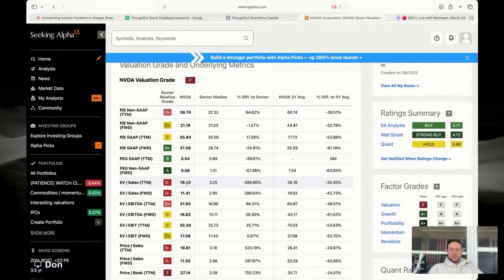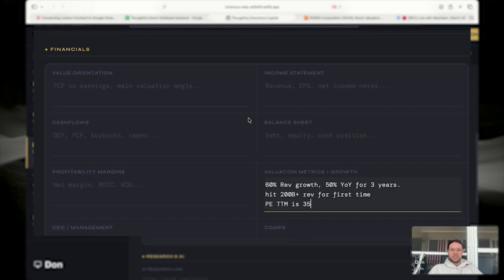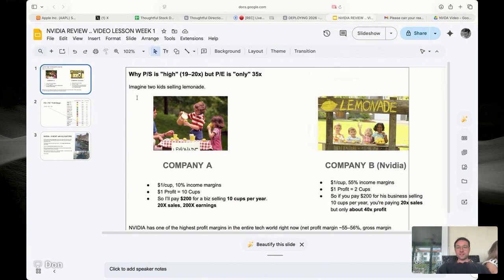And then I would say PE is 35 for this. I don't love. Enterprise value to sales is 20. Price to sales is 20-ish. So I would make a note of that. EV to sales is 20. Don't love, as an absolute number. All right, so why is the price to sales ratio high, but the price to earnings only quote unquote 35?